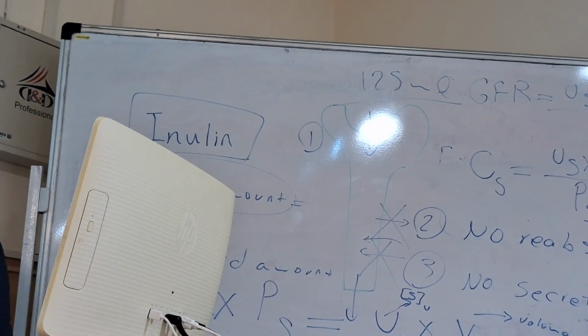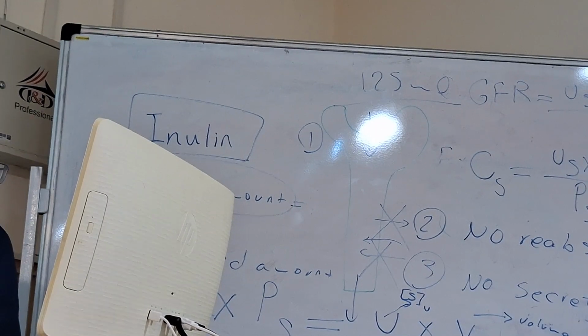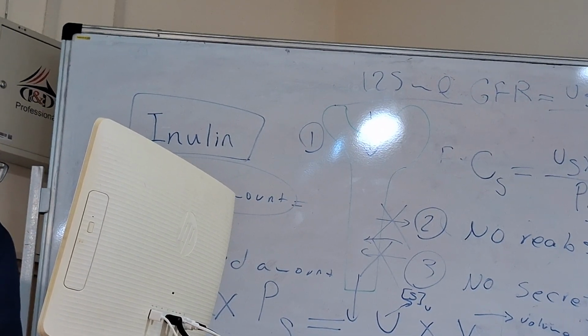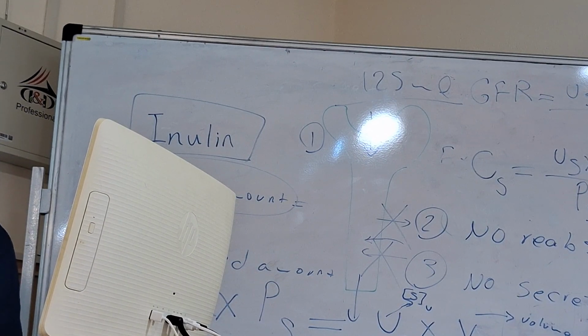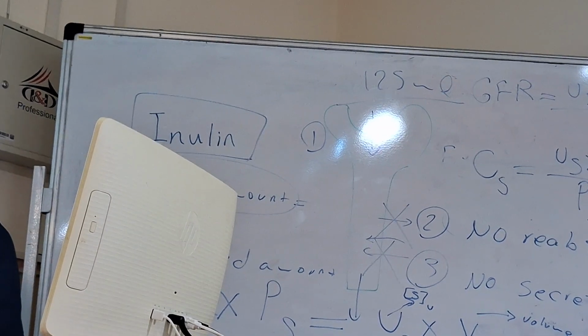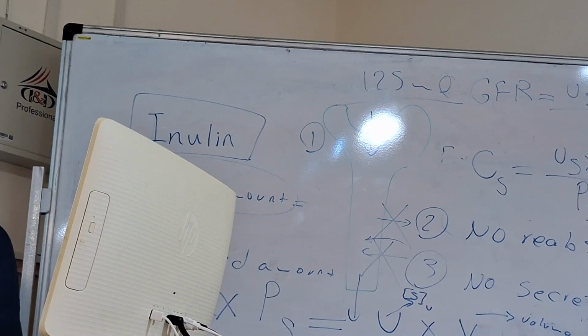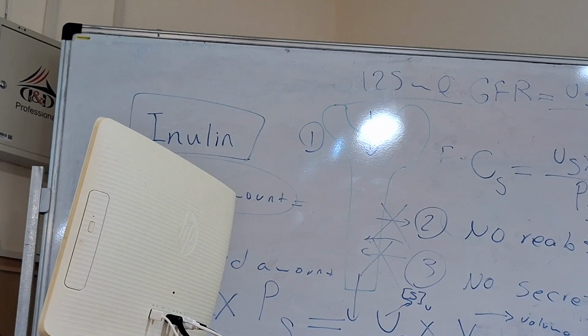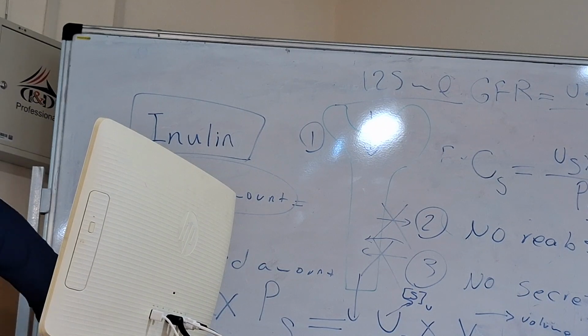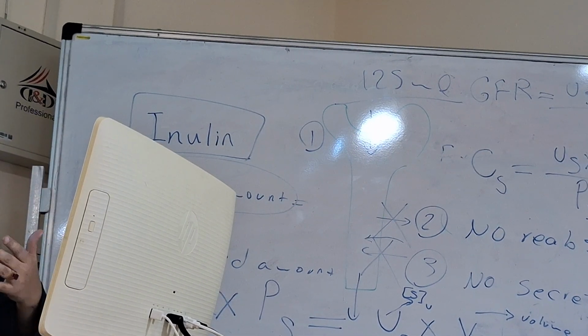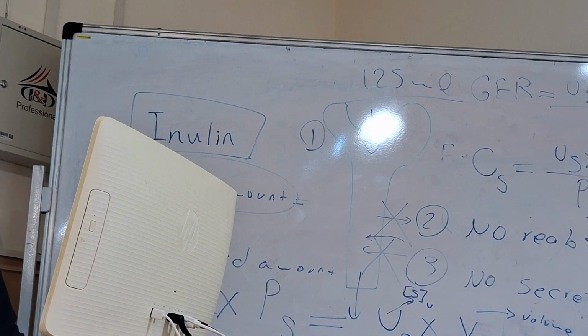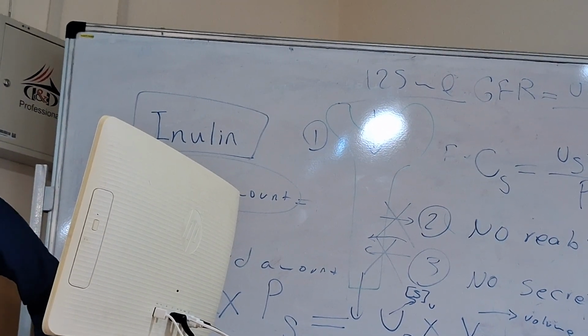Is there reabsorption, or is there secretion? For a substance which is freely filtered, if the clearance is less than that of inulin, it means there is net reabsorption. If we have a net secretion, the value must be more than the inulin clearance. Got it? Okay.